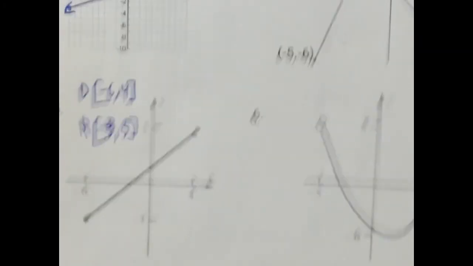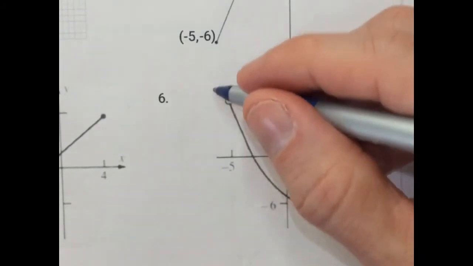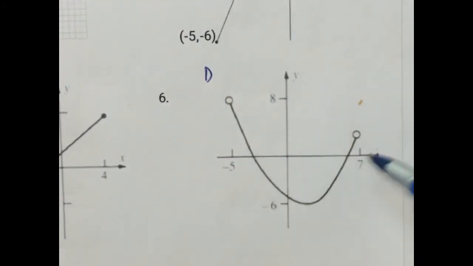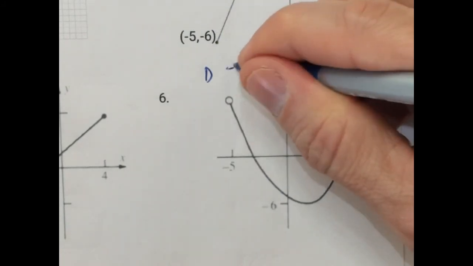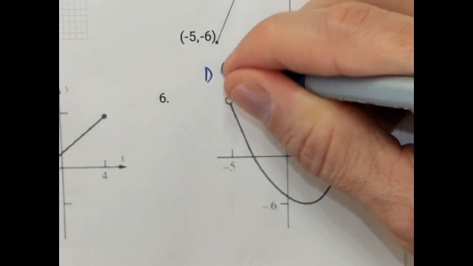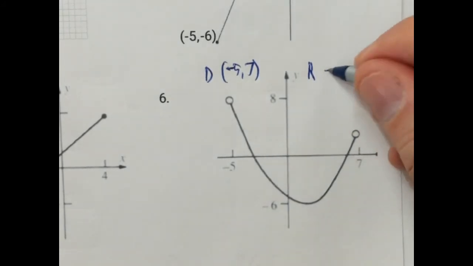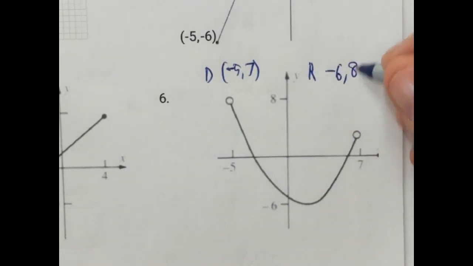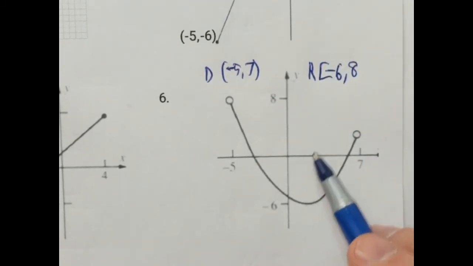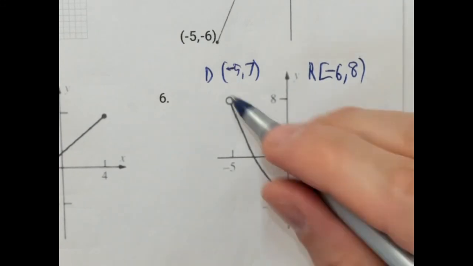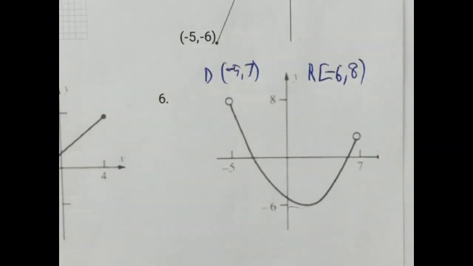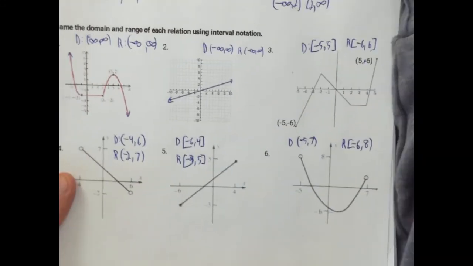And then negative 6. Okay, the domain, negative 5 to 7. Parentheses, and then the range is going to be negative 6 to 8. So negative 6 is going to be bracket. 8 is going to be parentheses because negative 6 is included, 8 is not. And that's it. Let me zoom out so you can see everything.